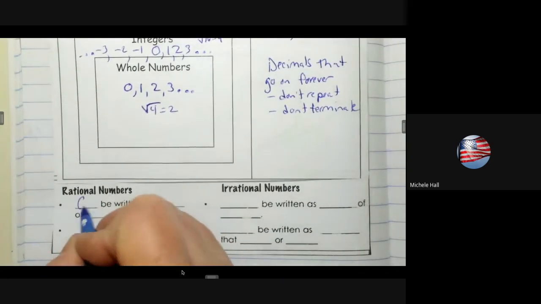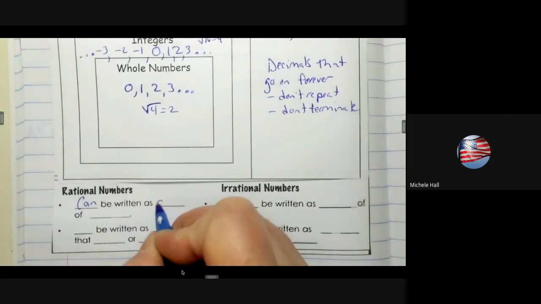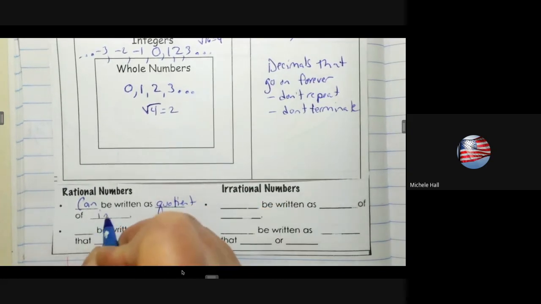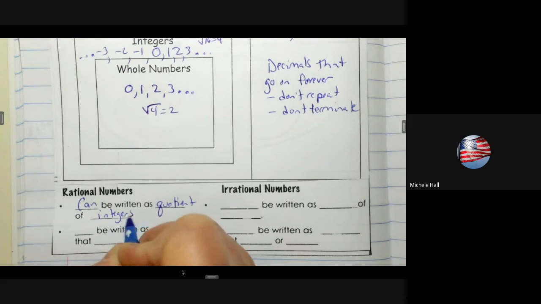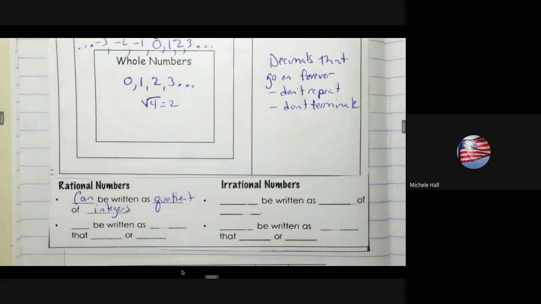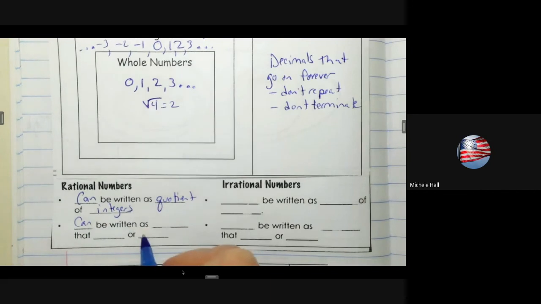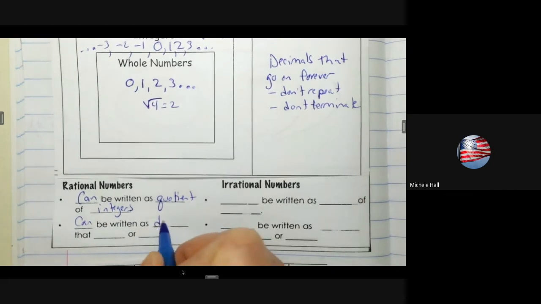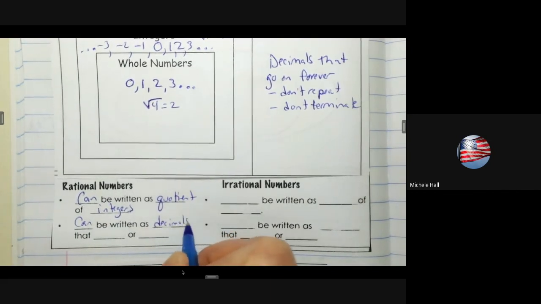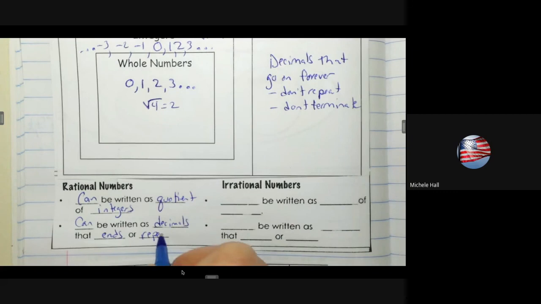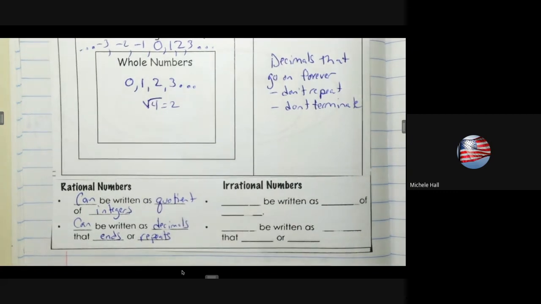Rational numbers can be written as a quotient of integers. Rational numbers can be written as decimals that end or repeat.